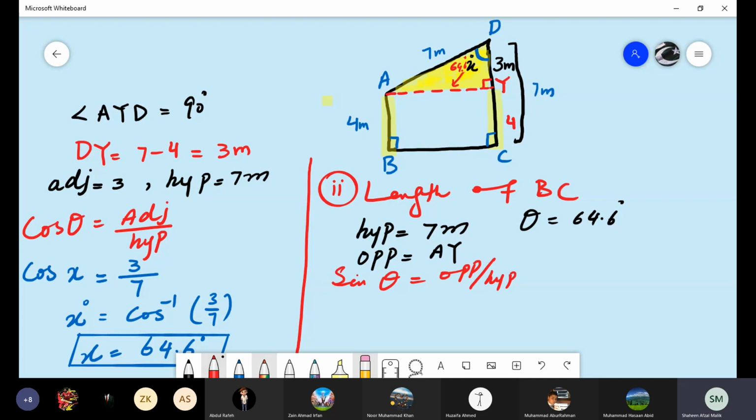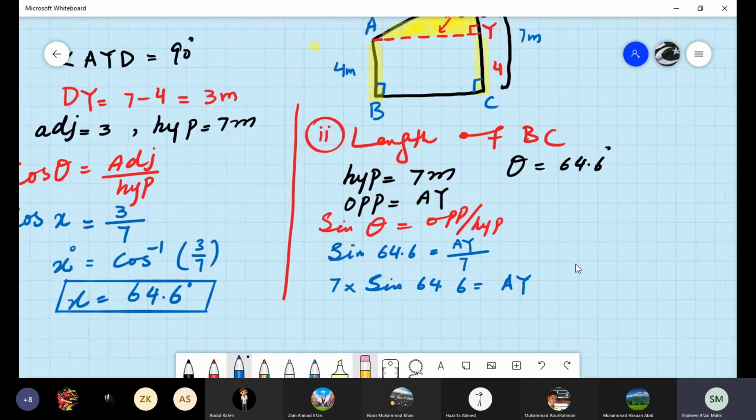Substitute the values. What is theta? Theta is 64.6 here. Yes. Opposite is AY and hypotenuse is 7. How can we find out AY? Just multiply sine 64.6 by 7. 7 multiplied by sine 64.6 will give you the value of AY. Yes, boys, quickly do it and tell me the answer of AY.